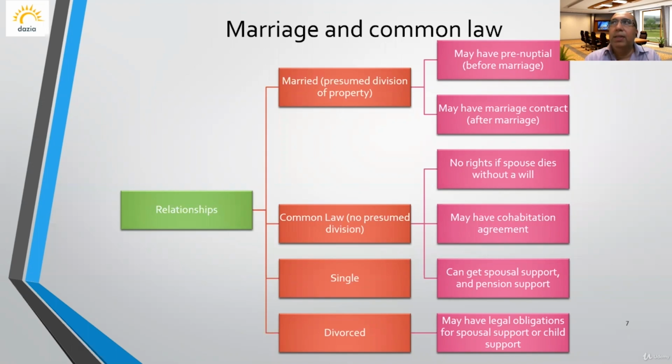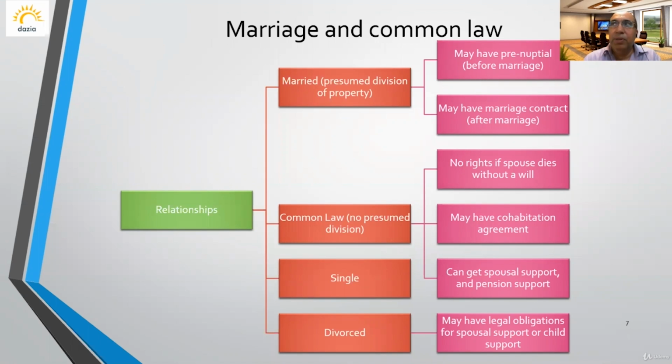They're living together and they can have a prenuptial. And then they have a marriage contract after marriage. That will be the marriage contract. If they're not married, they're common law. So common law means that there's no presumed division of property. Under common law, the property is not divided. And under common law, there's no rights if the spouse dies without a will. So if one spouse dies and they don't have a will, the other spouse cannot claim any benefits or any property under common law. If they have a common law, they may have what is called a cohabitation agreement.